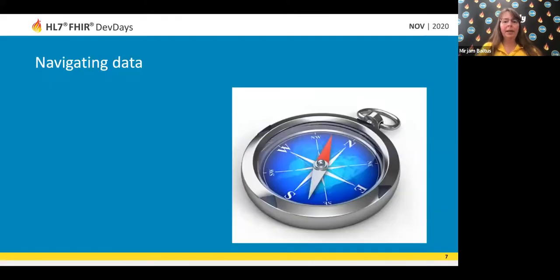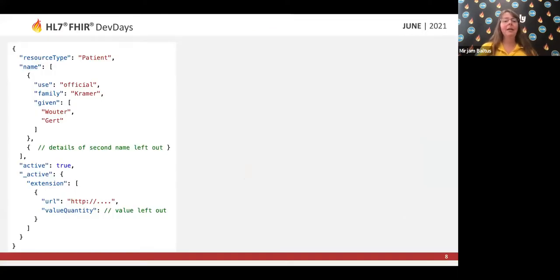So let's take a look at what FHIRPath can offer you. So first of all, we can use it to navigate data. So for example, I have a resource here.